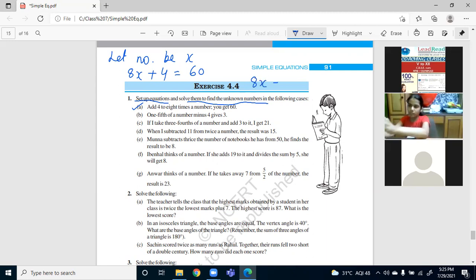I can move plus 4 to the other side. It will be minus 4. So I can write 8x is equal to 60 minus 4, which is how much? 56. Then x is equal to 56 upon 8. Ma'am, 7. 8 sevens are 56. So you can say x is equal to 7.